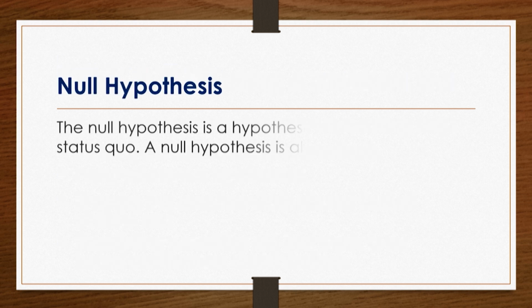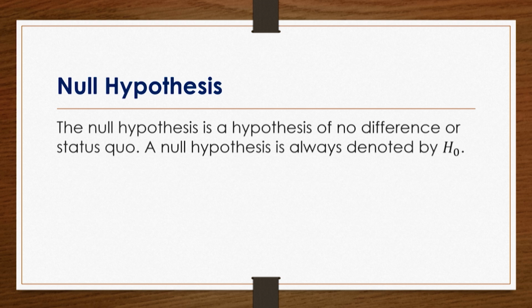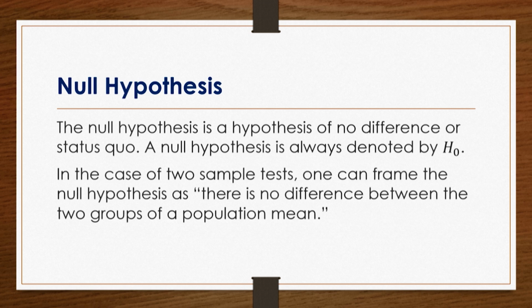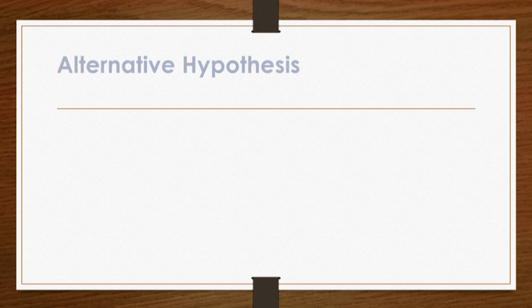Null hypothesis. The null hypothesis is a hypothesis of no difference, or that the status quo is maintained. A null hypothesis is always denoted by H0. In the case of a two sample test, one can frame the null hypothesis as: there is no difference between the two groups of a population mean.